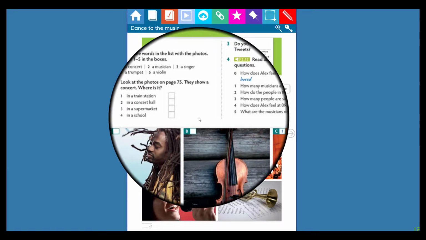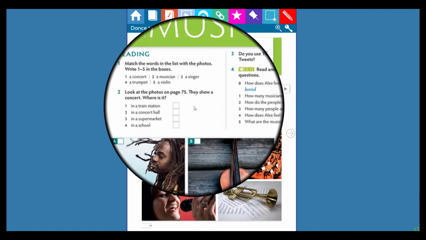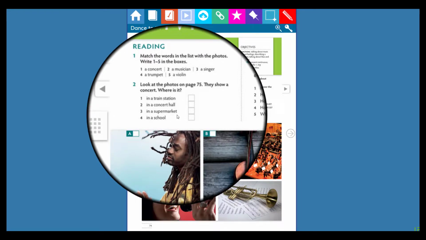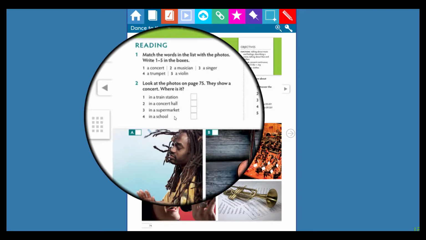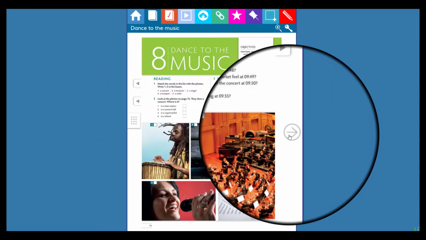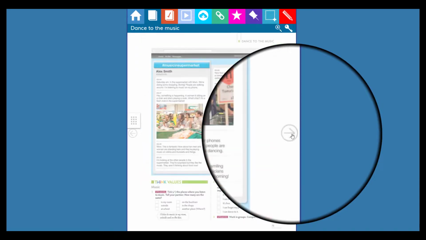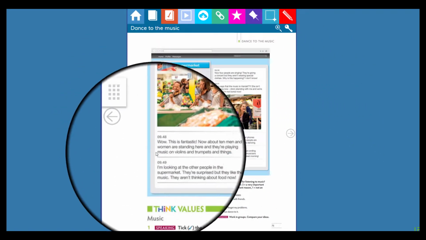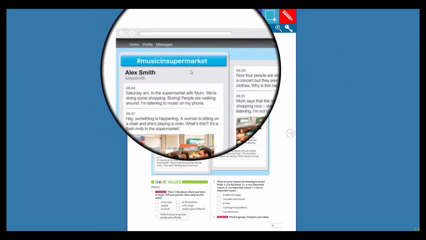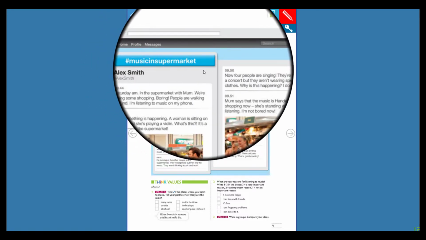Did you finish? Okay, so the correct answer is in a supermarket. Very good. Ellos están en un supermercado. Correct. Okay, so now we're going to read the text of page number 75. This is the text, okay? And the title of the text is Music in Supermarket.